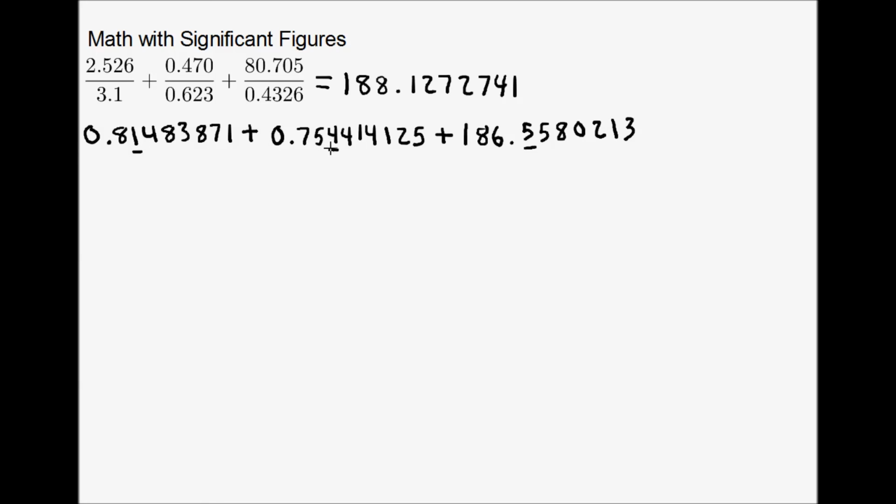Hundredths, thousandths, tenths, because these are all added. Which means I need to round my final answer to the tenths, so I come back up here to my real number. I need to round to the tenths, which means I need to report this as 188.1. Correctly rounded for significant figures.